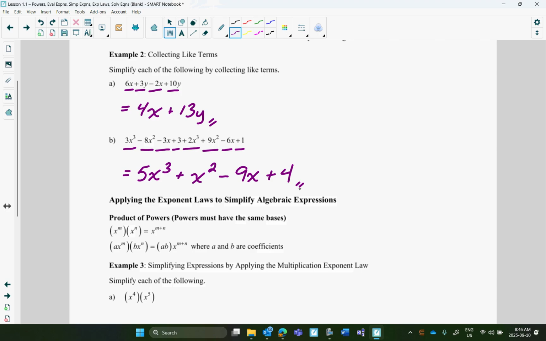And again, that's as far as I can go. I can't add these together. Okay? Don't confuse this with doing exponent laws. We can multiply these together, which we'll see in the next section. But you can't add them. You can only add or subtract them if they have the same exponents.